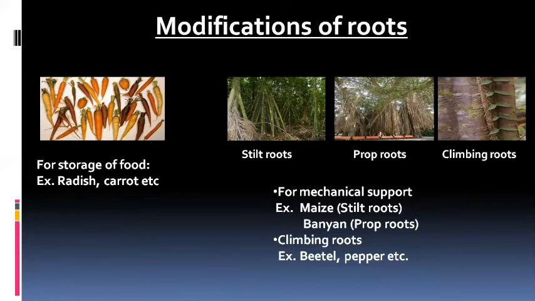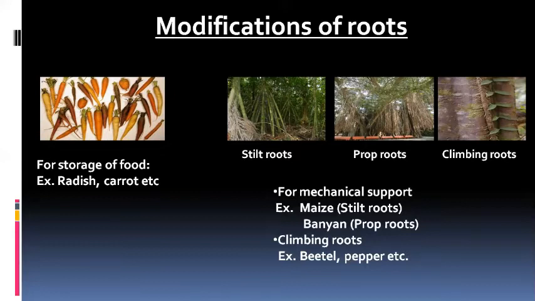So there are certain roots which are modified for mechanical support. Mechanical support you will see in the stilt, prop and climbing roots. Now you must be thinking, what is the difference between the stilt and the prop roots? In the stilt roots, as you are seeing in the image here, the roots are arising from the base of the stem here. But in the prop roots, you are seeing that the roots are arising from the upper portion of the stem.